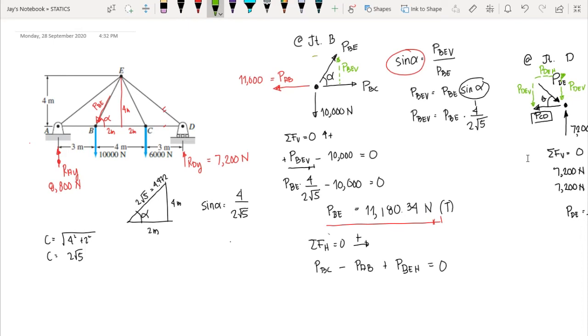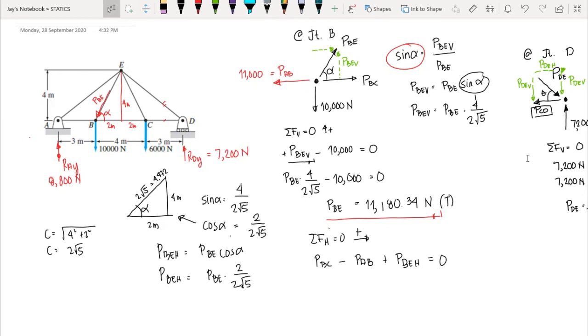Okay? Now, PBEH, this one, we have PBEH is basically equal to PBE cosine of alpha. Okay? Now, we know that cosine alpha from this triangle is equivalent to 2 over 2 square root of 5. So, we can say that horizontal component of BE is equal to PBE times 2 over 2 square root of 5. Okay? So we have PBC. Now PBC here is unknown. PAB, we have already the value of PAB, that is 11,000 Newton. We have computed this one already when we determine the force at joint A. Okay? So we have PAB, which is 11,000 Newton, plus PBEH, that is equal to PBE times 2 over 2 square root of 5 is equal to 0.